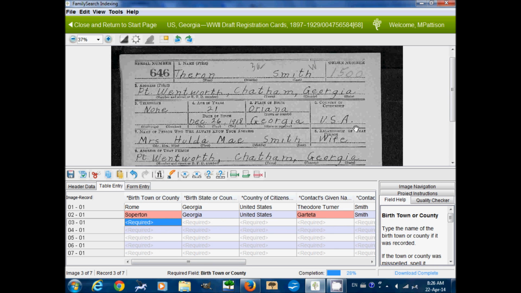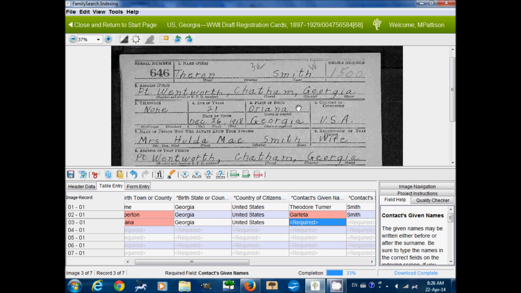I'll just do a couple of these. Once again, birth town or county, that's here, Oriana. Birth state or country, Georgia. United States is citizenship. Contact given name. Okay, once again, this is the same type of card as before.